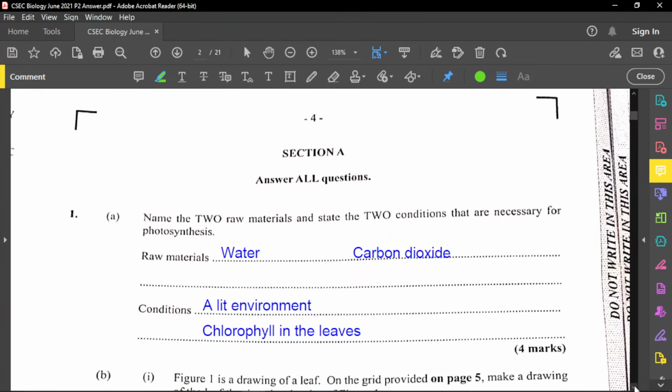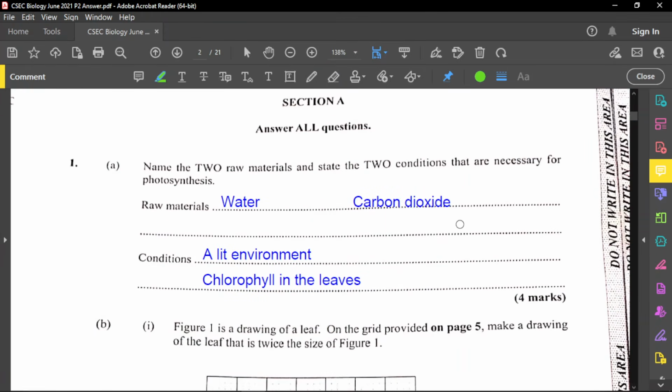Now let's jump into section A, question number 1. This question reads: name the 2 raw materials and state the 2 conditions that are necessary for photosynthesis. By now you know that the raw materials are water and carbon dioxide, and the conditions are that light must be present, so I have here a lit environment, and chlorophyll must also be present in the leaf.